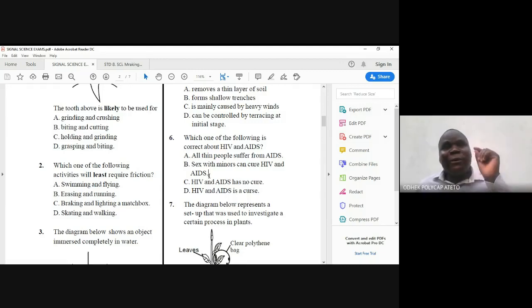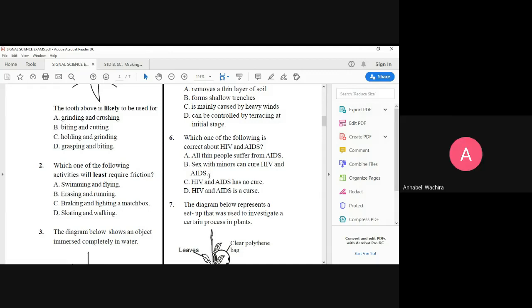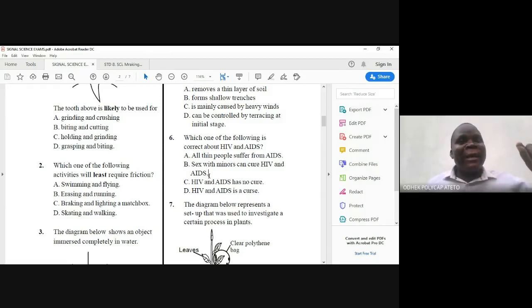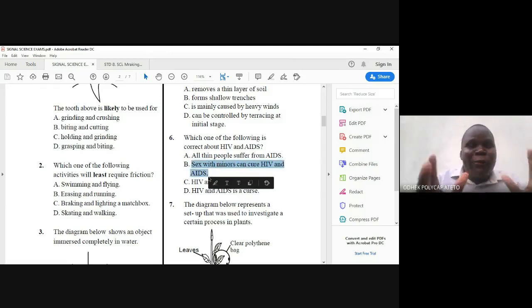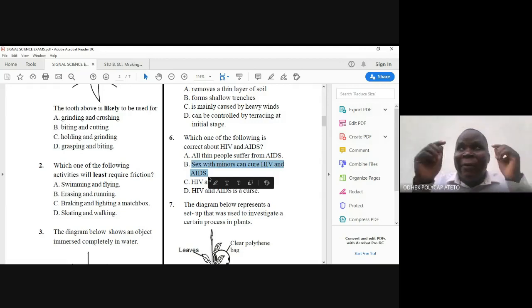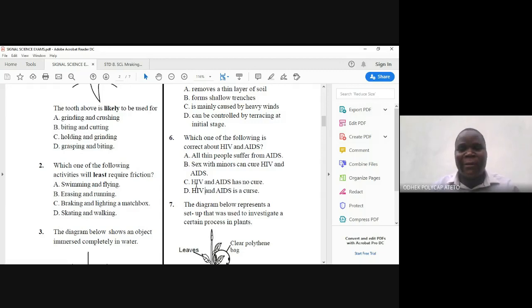Yes. That's why every time I tell you, you have to be very, very keen, because outside there, the people are rotten. There are people who have this mind. They know very well they are looking for small girls so that they do sex with them, so that they cure their HIV and AIDS, which is not true, but they have it in their mind. So that is a misconception. So be very careful when you are walking in the street.